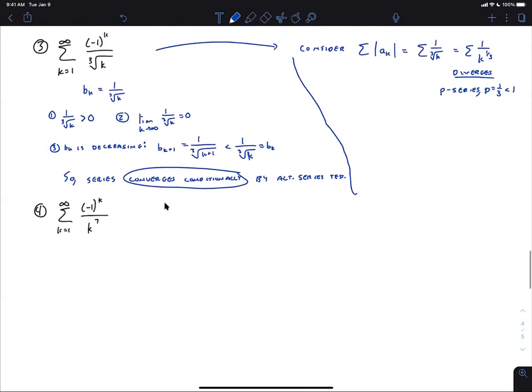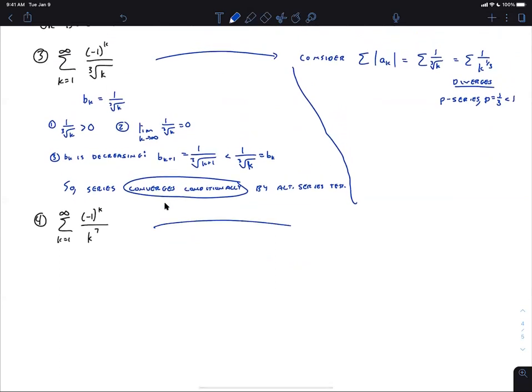Okay. And so then problem 2, we're going to go over here and say, okay, consider the sum of the absolute value of a_k. That's the sum 1 over k to the 7th. That converges because it's a P series where P is 7, which is bigger than 1.